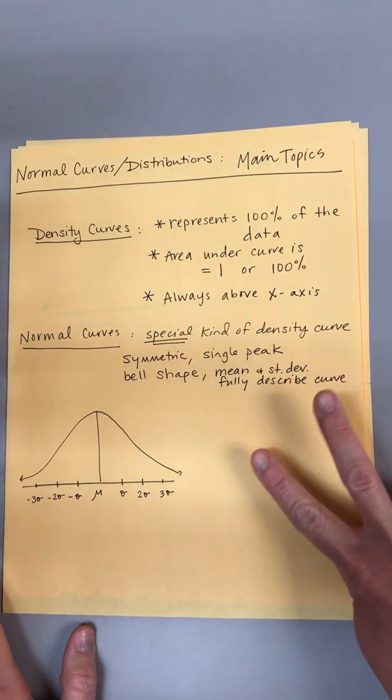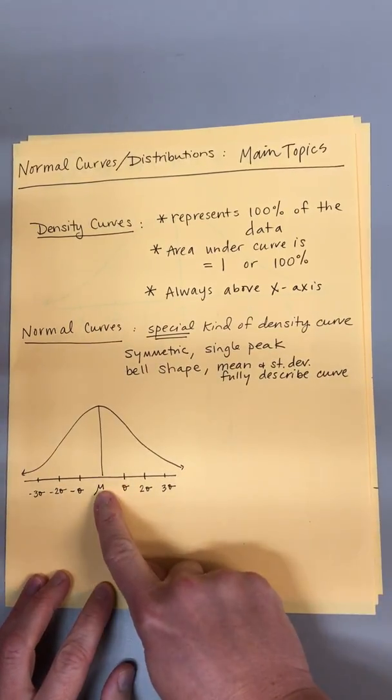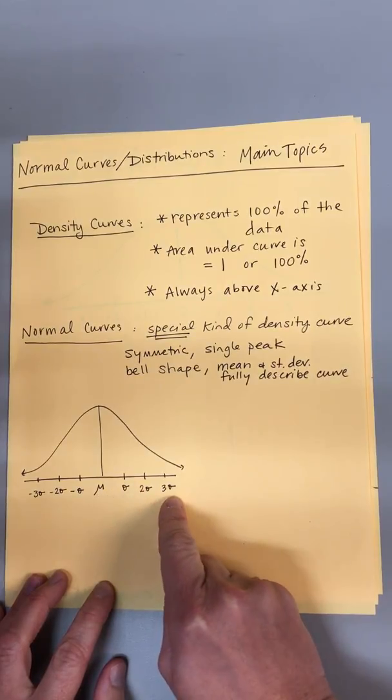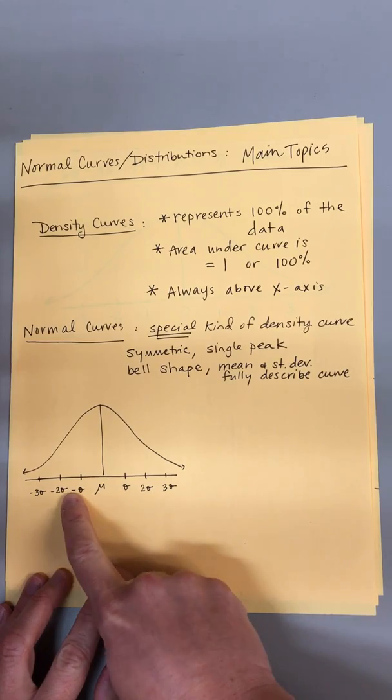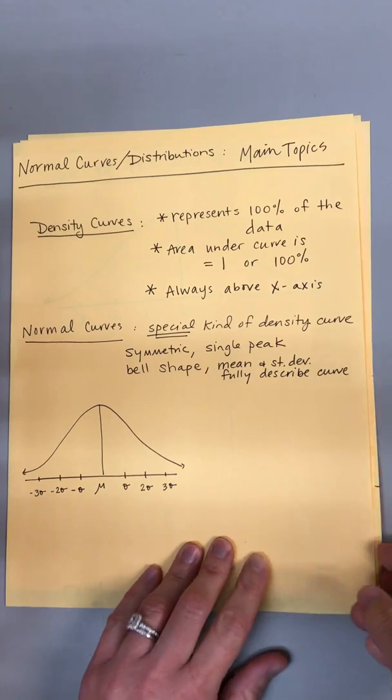And then the two things that you need to describe them fully would be the mean and standard deviation. The mean always goes in the center. This is the symbol for mu. And then standard deviation, you add it once, twice, three times. You subtract it once, twice, three times. And this is the total picture of your curve.